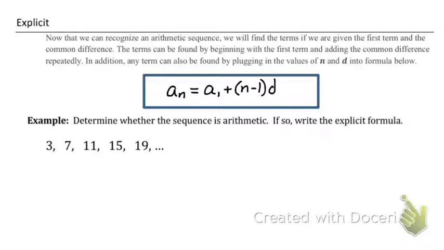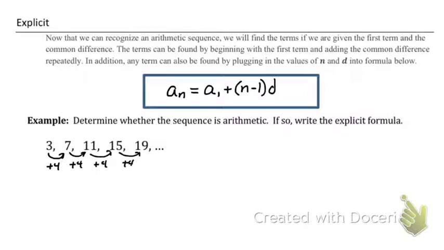I bet it is, because we have to write an explicit formula. Now, your 2 big things you need are your first term and your common difference, and you have yourself an equation. So let's first check to make sure it's arithmetic. To check for its arithmetic, we have to make sure it's plus 4, plus 4, plus 4, plus 4. Cool, it is arithmetic.